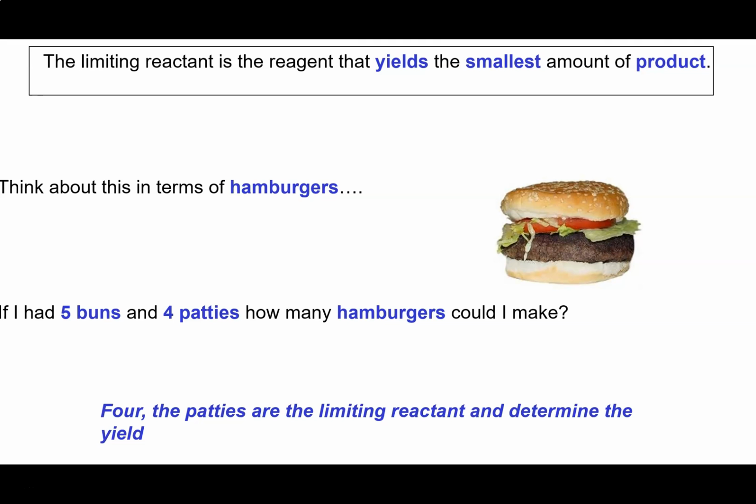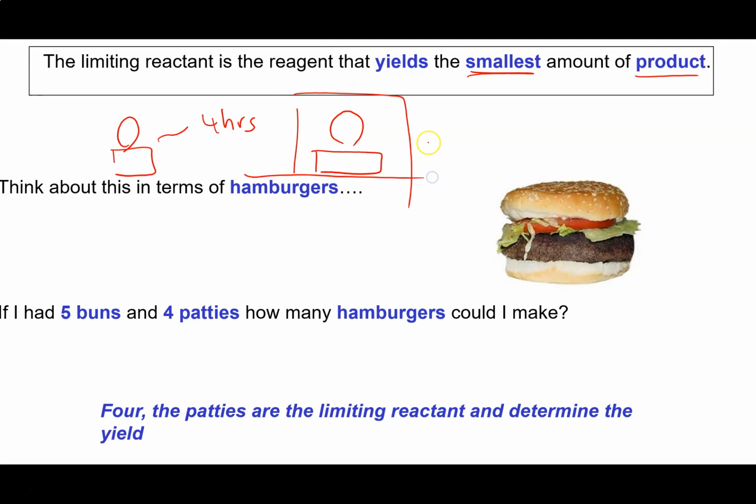So the limiting reactant is the reactant that yields the smallest amount of product. So if I have that little candle and I lit it in the atmosphere, it might burn for 4 hours, right? Now, if I take that same candle and put it under the jar, it might burn for, say, 4 seconds, right? So the candle could produce a total of 4 hours of light if there was an unlimited supply of oxygen. The candle and the oxygen together under the jar only burn for 4 seconds. What that means is that the oxygen is our limiting reactant.